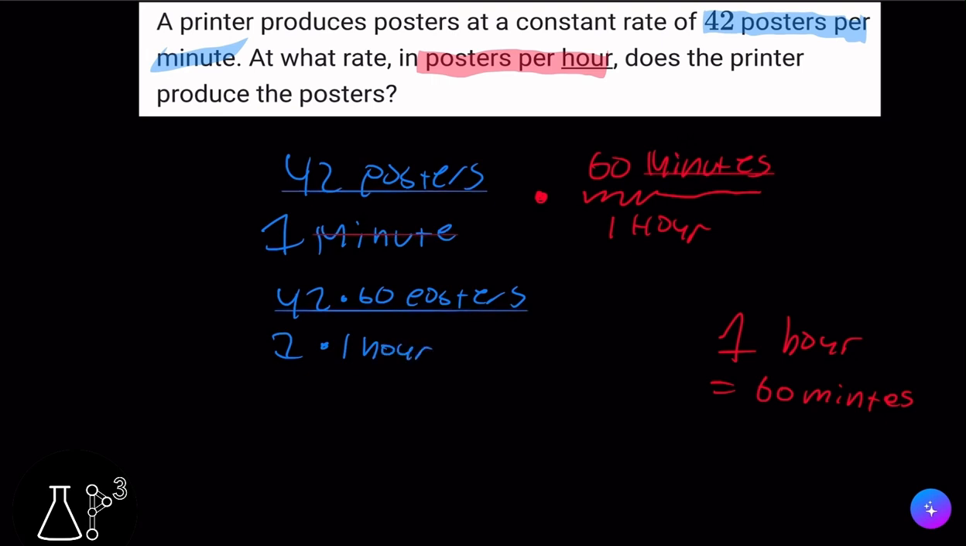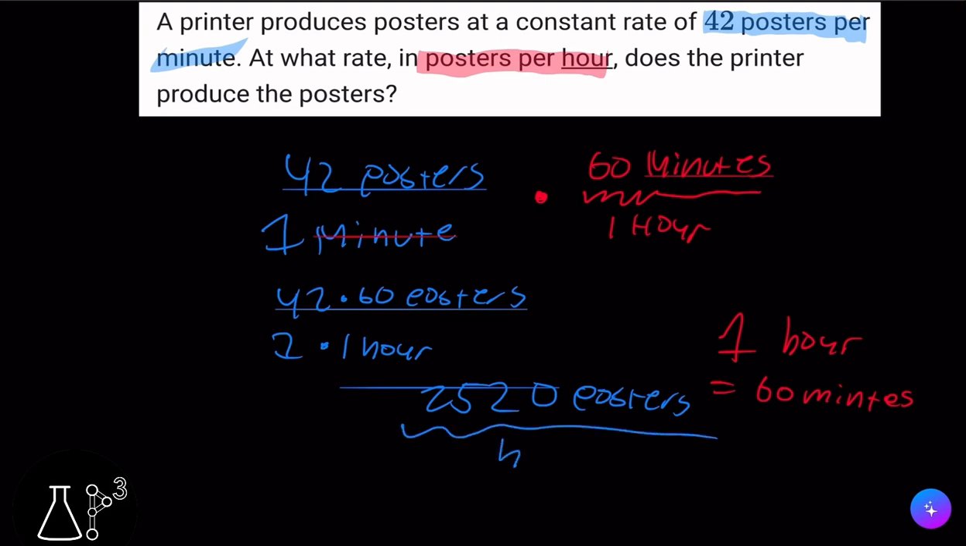So you can do it mentally, or you can use a calculator, because remember, Desmos offers a calculator. And if you do 42 times 60, you should be getting the number of 2,520. So per every hour, there's 2,520 posters created. So 2,520 posters per hour. And that is our answer right here.